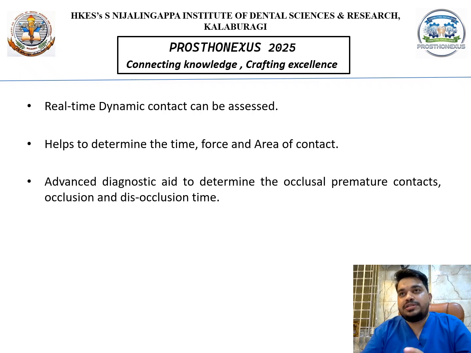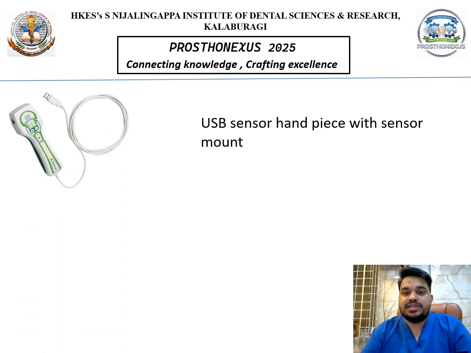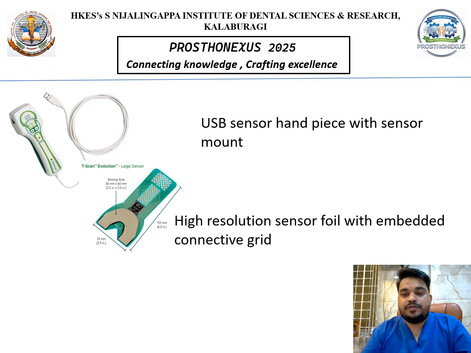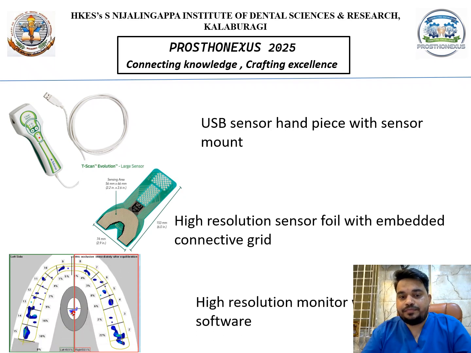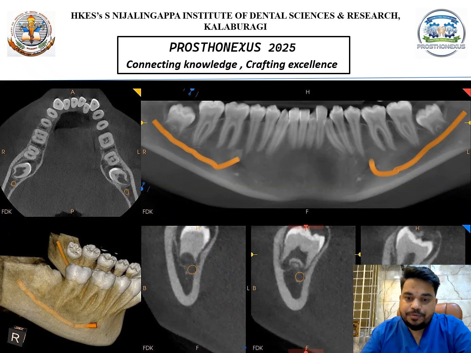Then another thing is, the T-Scan is not only for TMJ cases or other complicated procedures. We can use it in day-to-day routine to check high points on our crowns and bridges also. It basically has a USB sensor handpiece with a sensor mount, then a high resolution sensor foil with an embedded connective grid, and a monitor. So basically there are three components: one is the sensor, one is the handpiece, and another one is the software with the computer.